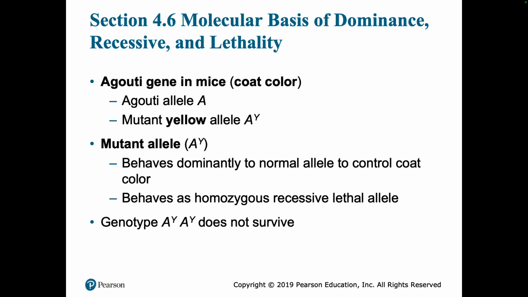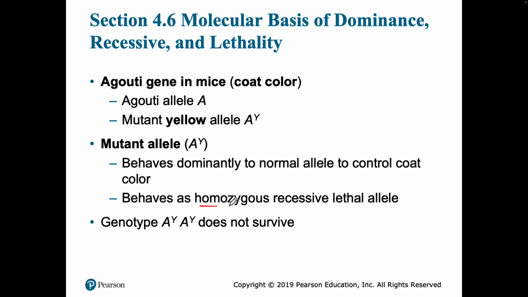There's another allele. This is in mice. It controls their coat color. Agouti, I don't know why they call it that. It's brown. To me, it's like a brown mouse. But there's also a mutant yellow allele. So in terms of its behavior, the mutant allele is actually dominant. And we're going to see this on the next slide, so don't worry about it.